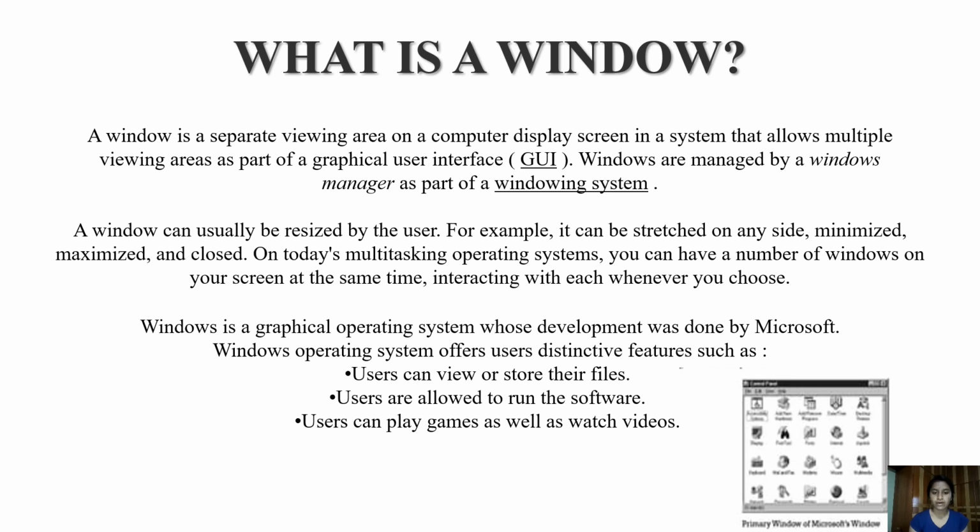Windows is a graphical operating system whose development was done by Microsoft. The Windows operating system offers users distinctive features, such as: users can view or store their files, users are allowed to run software, and users can play a game as well as watch videos.